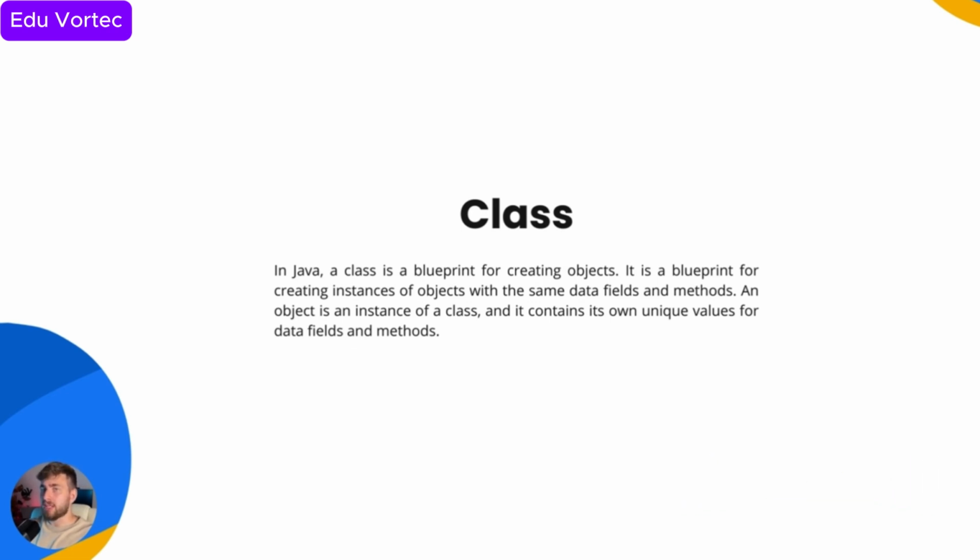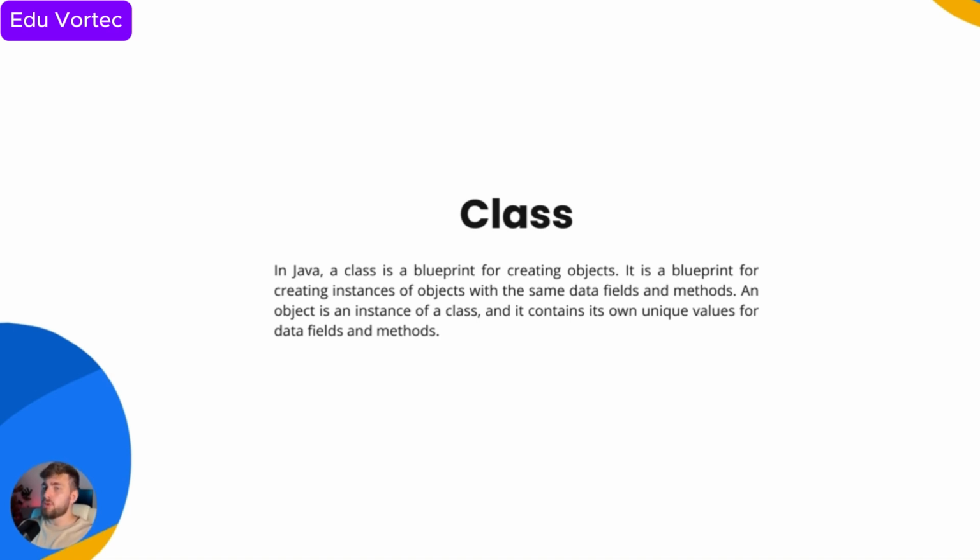In Java, a class is a blueprint for creating objects. It is a blueprint for creating instances of objects with the same data fields and methods. An object is an instance of a class, and it contains its own unique values for data fields and methods. So let's consider an example.